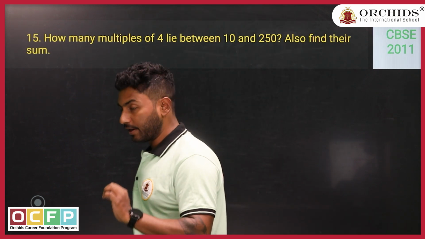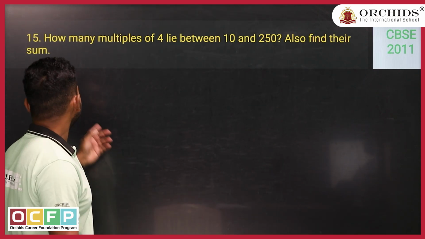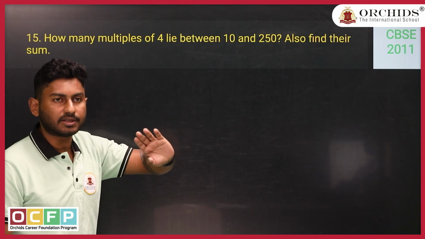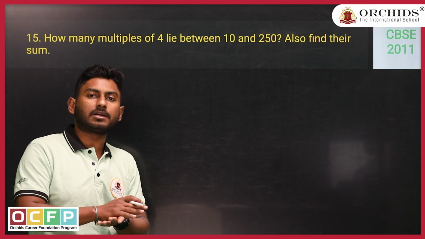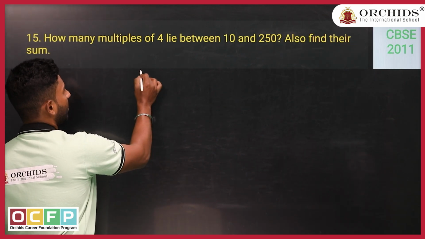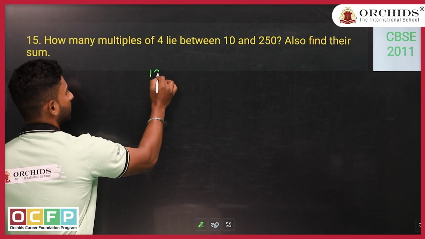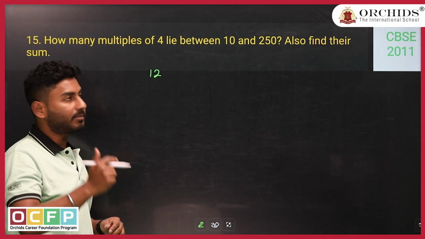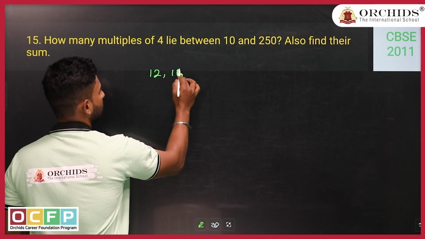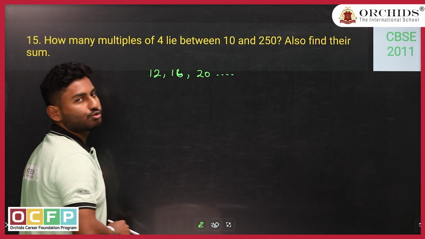First of all, you have to find how many terms are there in the AP. Now, is it an AP? Let's check. What is the first multiple of 4 after 10? 12, right? So 12 is the first multiple. What is the second multiple? 16. Next 20, and it goes on.